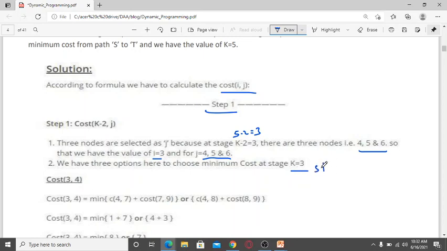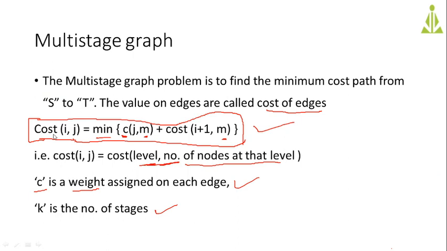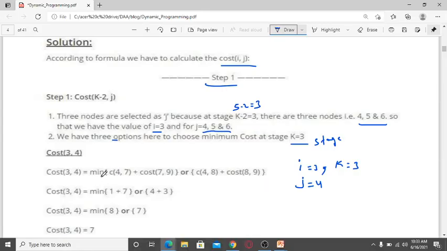What is k? K is a stage. So here cost(i, j) with i equals 3 and k equals 3, and j is 4, 5, 6. We take first j equals 4, then afterwards 5, then 6. So 3 comma 4. And what is the formula? The formula is cost(i, j) equals minimum of the sum over j. What is our j? j is 4.